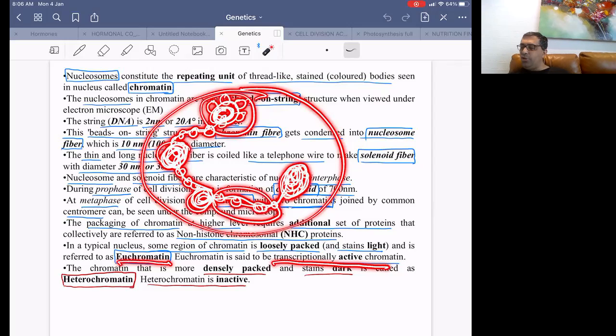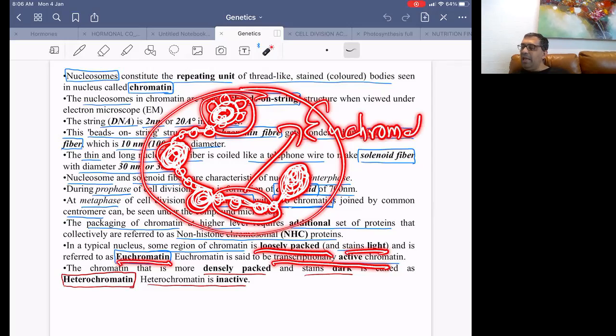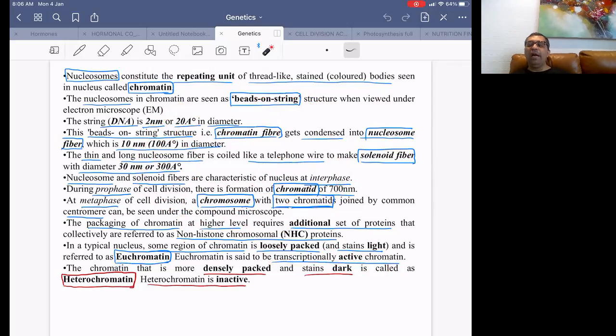Where the bead string is loosely packed and it stains light, it is called euchromatin. And this chromatin undergoes transcription and translation. In other words, it forms protein, and it is loosely packed.